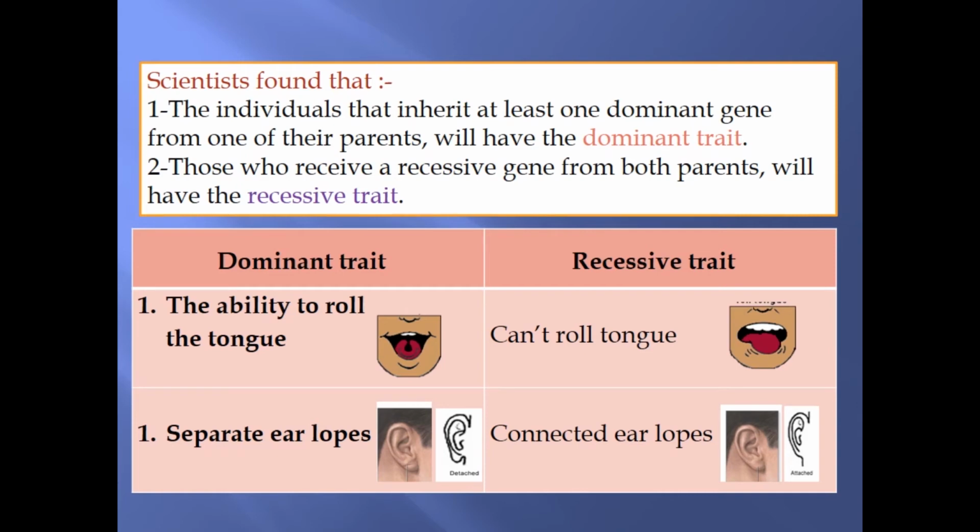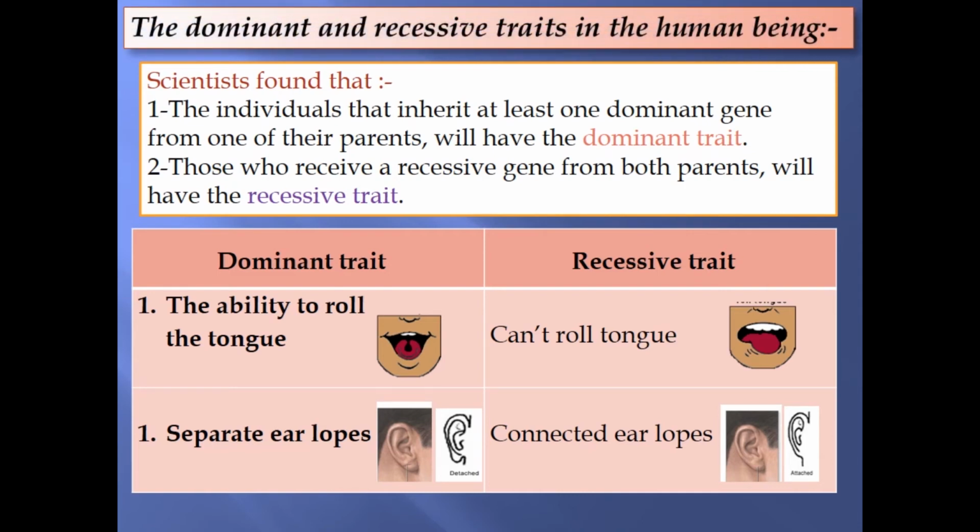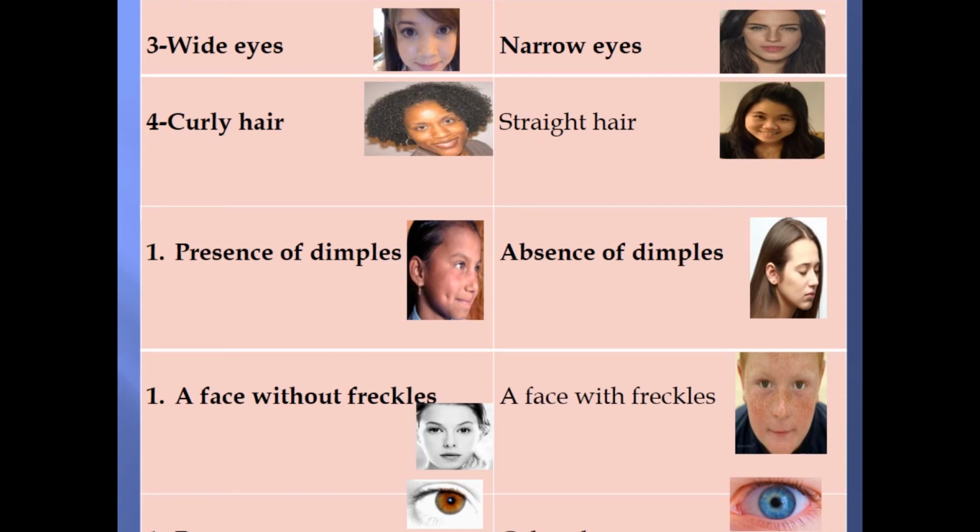Separated ear loops is a dominant trait, while connected ear loops is a recessive trait. Among the other recessive and dominant traits that human beings may have, wide eyes is one of the dominant traits, while narrow eyes is one of the recessive traits. Curly hair is one of the dominant traits, while straight hair is one of the recessive traits.